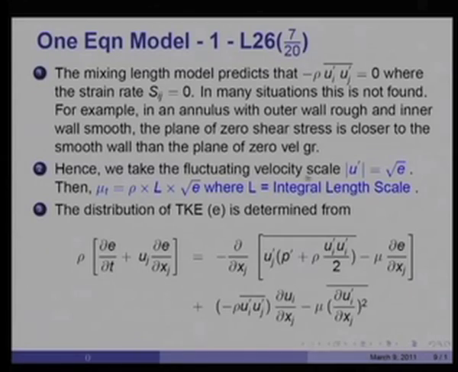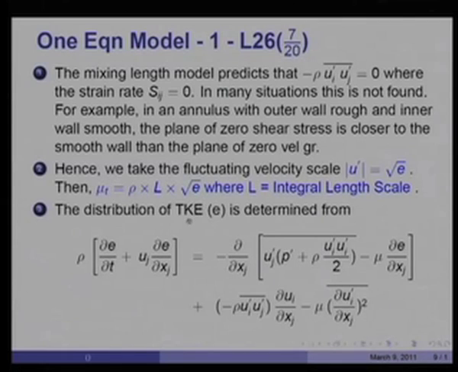If we, for example, represent velocity scale ui prime equal to square root of kinetic energy, then mu t will be called rho times L square root of E, where L now has a different meaning, and it would be called the integral length scale which we defined earlier.